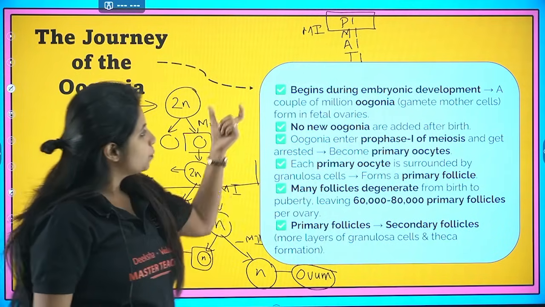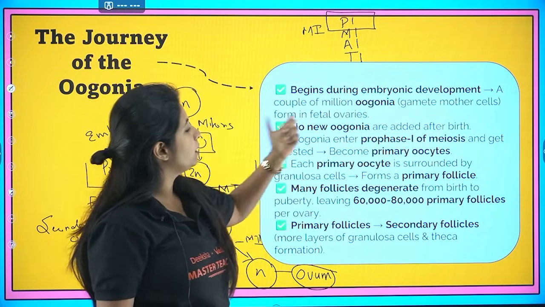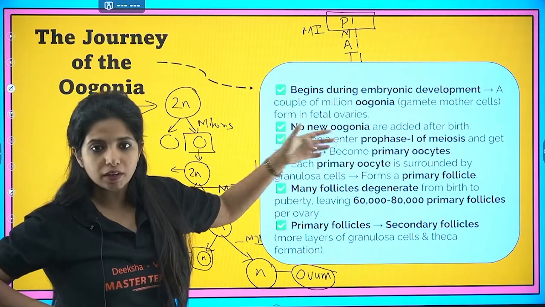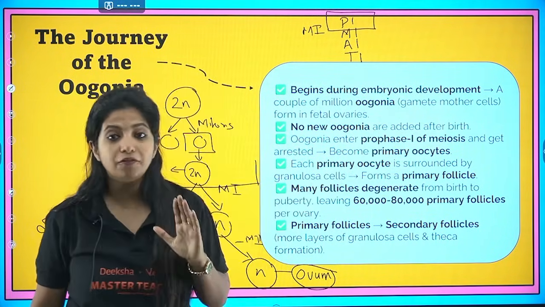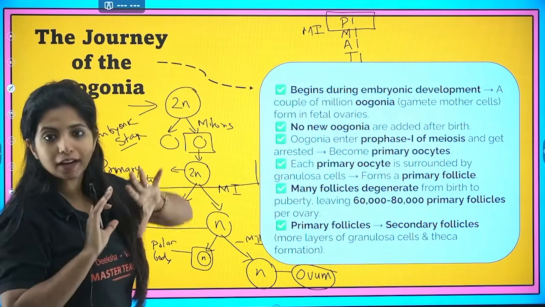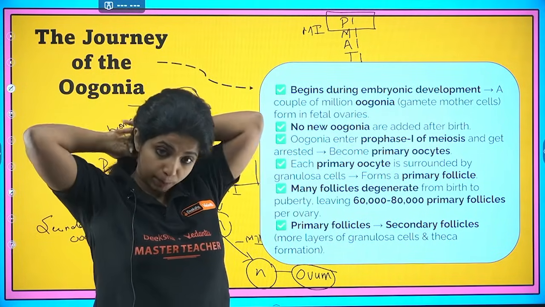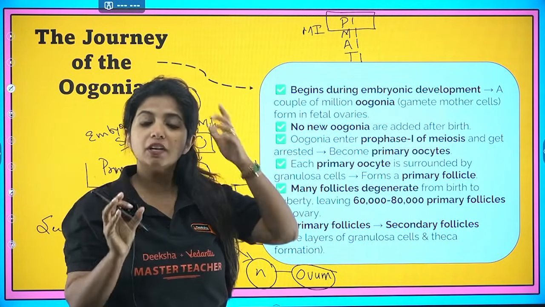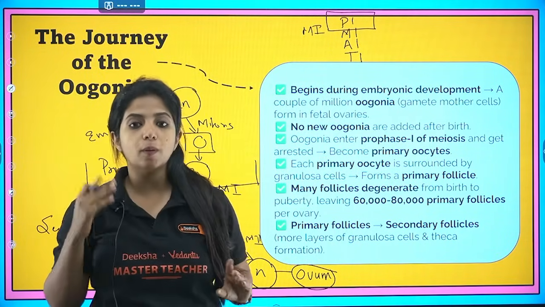So let's see. It begins during embryonic development. A couple of million oogonia, that is the gamete mother cells, form in the fetal ovary. That means the baby's ovary. No new oogonia are added after birth. Initially, whatever was there, that's all. That is the difference between spermatogonia and oogonia. There you have multiple spermatogonia, here there is no such thing. There's a limited amount of oogonia, and there won't be any oogonia formed thereafter.